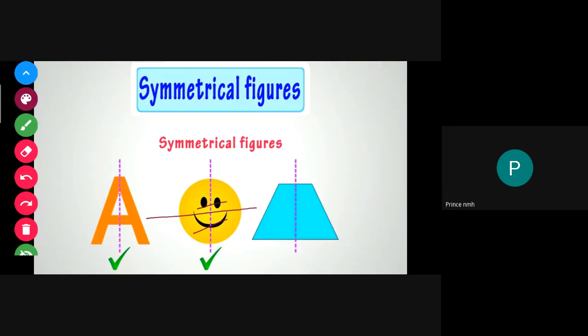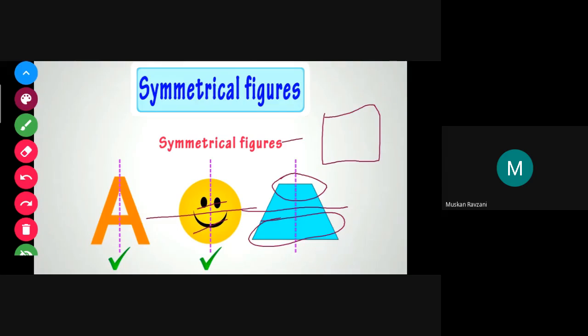In this blue color one, we can do both, no? In the last smiley one, this one has a small part and a big part. If it is a square, then we can do both lines. For square we can do, for rectangle also we can do.